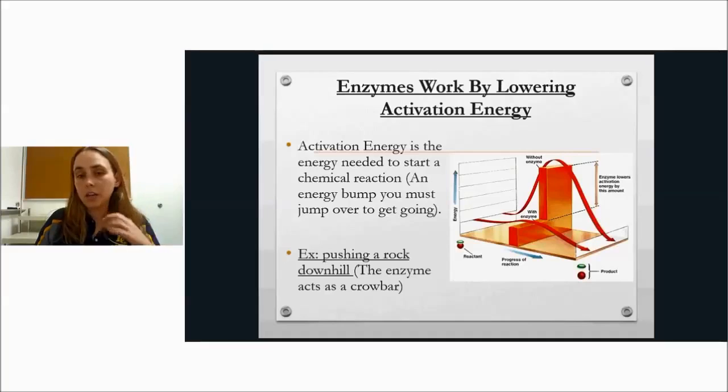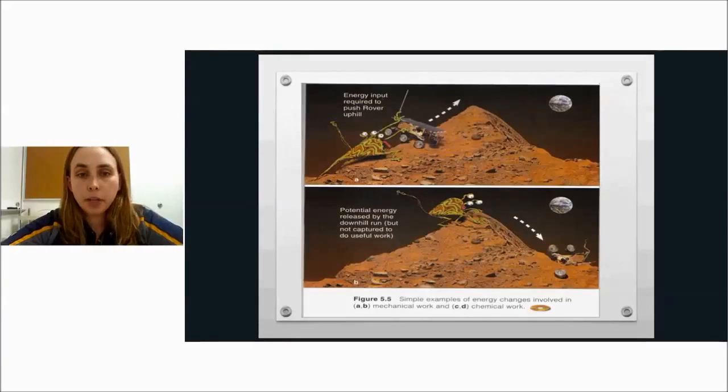Well, the protein will act like putting a crowbar underneath it. Now, if you've got the crowbar underneath it and you can step on that, you can get that big boulder rolling down the hill using much less energy. Here is a picture of a little alien pushing a rover, a space rover, up over this hill.